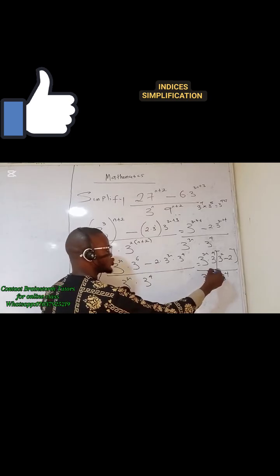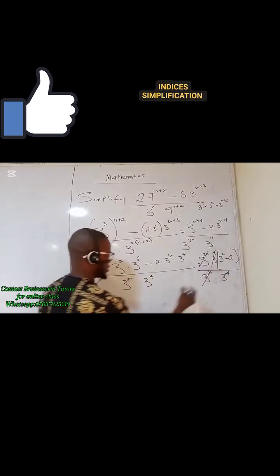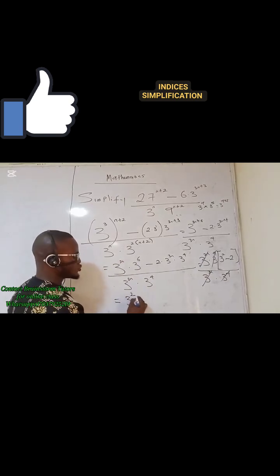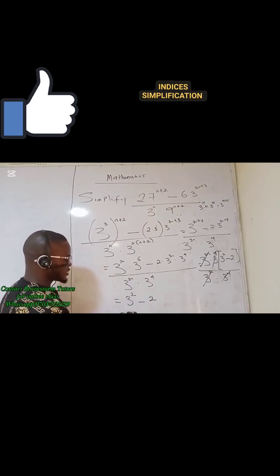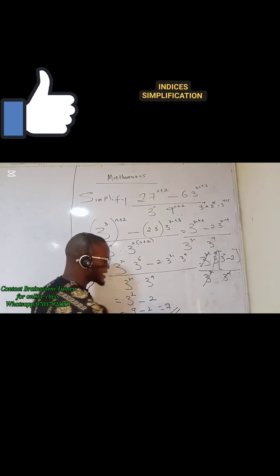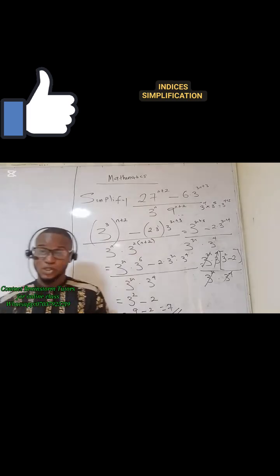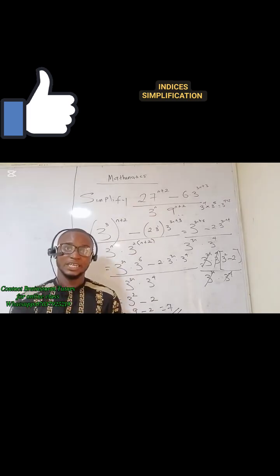So now the next thing I'm going to do, this will cancel this, this will cancel this. So what I'll have left, I'm going to have 3 raised to power 2 minus 2. Then 3 raised to power 2 will give me what? 9. 9 minus 2 will give me 7. As simple as that. So this is all about this simplification. This is not common, but there are many more of it that will come out later in the day.